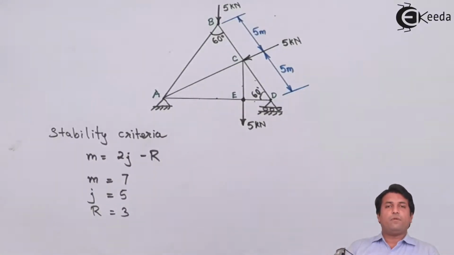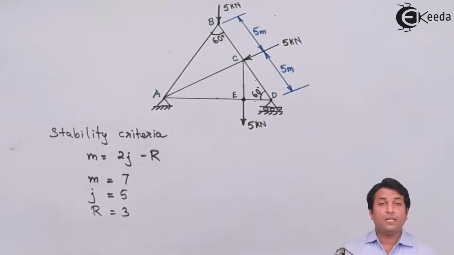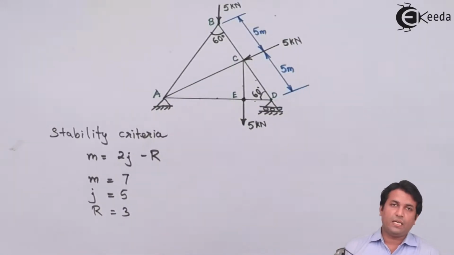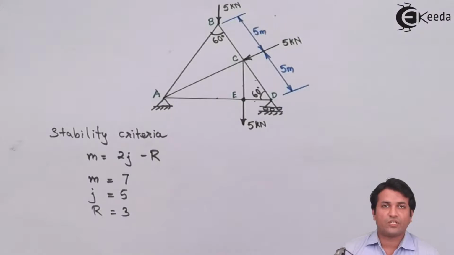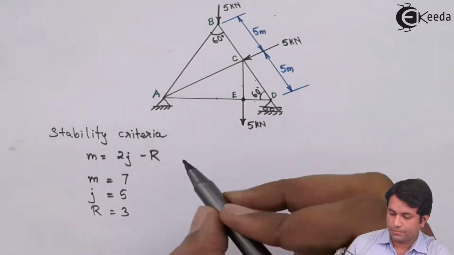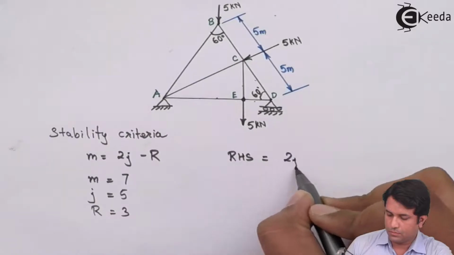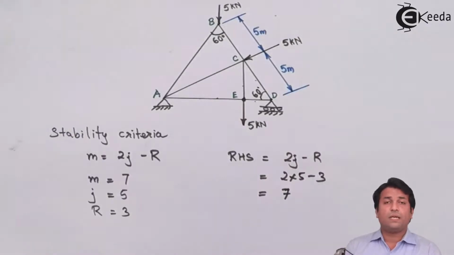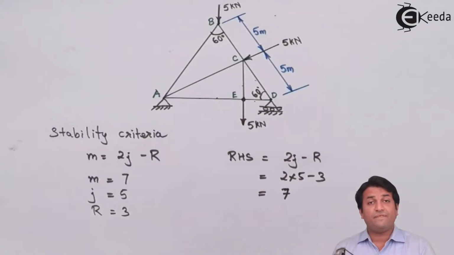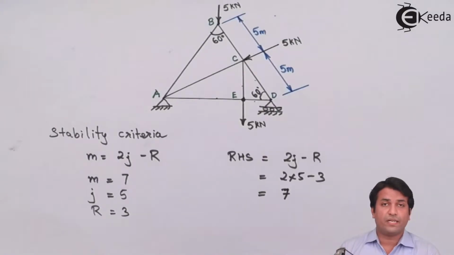We can see that the number of members that we have in this example is 7, whereas the number of joints I'm having is 5. Again, the support reactions will be 3 because I'm using a hinge support and a roller support. Hinge support having 2 reactions and a roller support having 1 reaction. So the total number of reactions being 3. I can see that my right hand side is 7, whereas my left hand side, that is number of members, is also 7. So I can call this as a perfect truss.